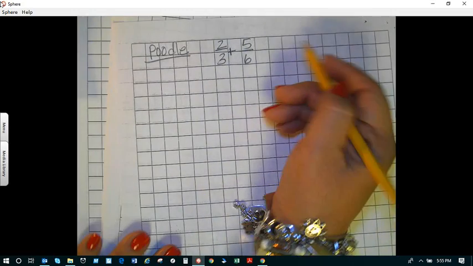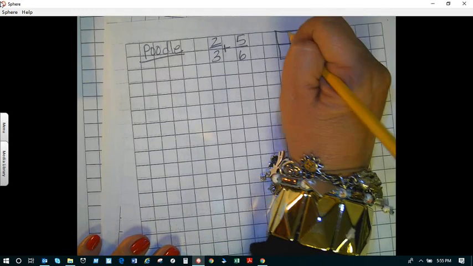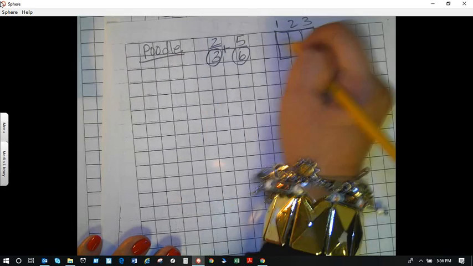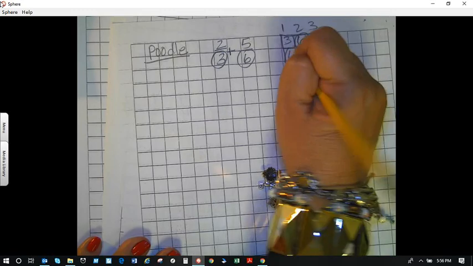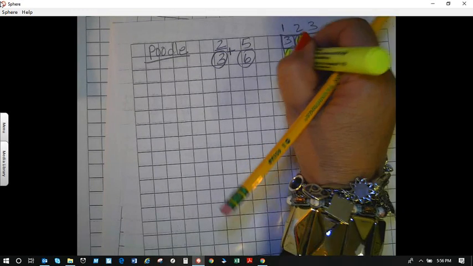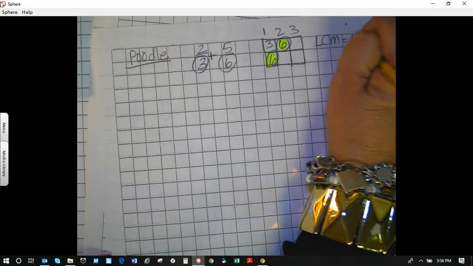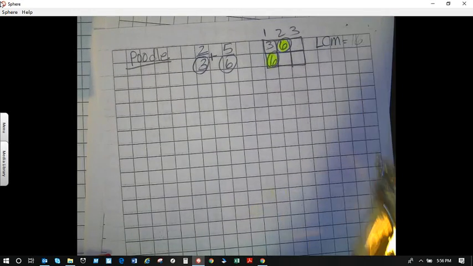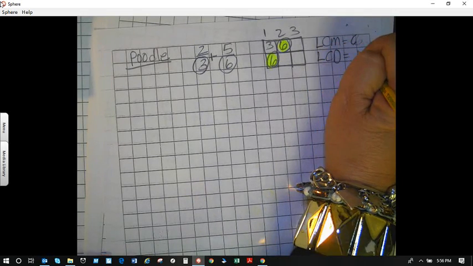Need to find a common denominator. So I'm going to make my little box. Draw my half columns, 1, 2, 3. Circle my denominators. Put my 3 and my 6. 3 times 2 is 6. Immediately I found my least common multiple, so it's my lowest common denominator. So my LCM equals 6. I don't know why I want to put 16. It's just 6. Which means that my lowest common denominator is 6.